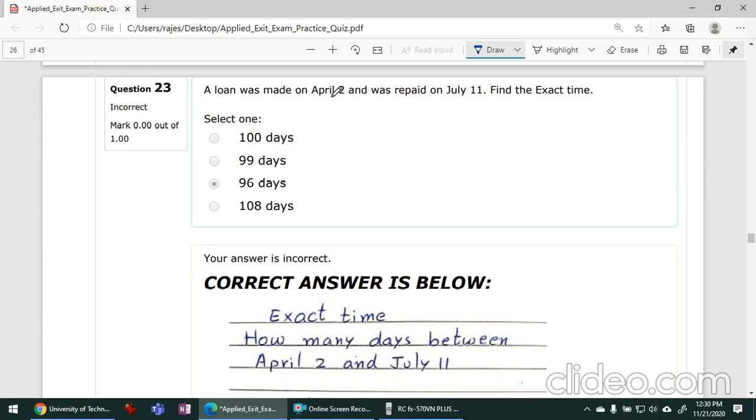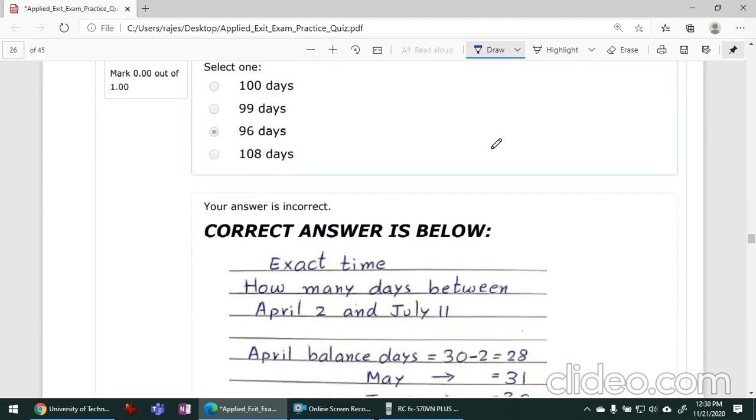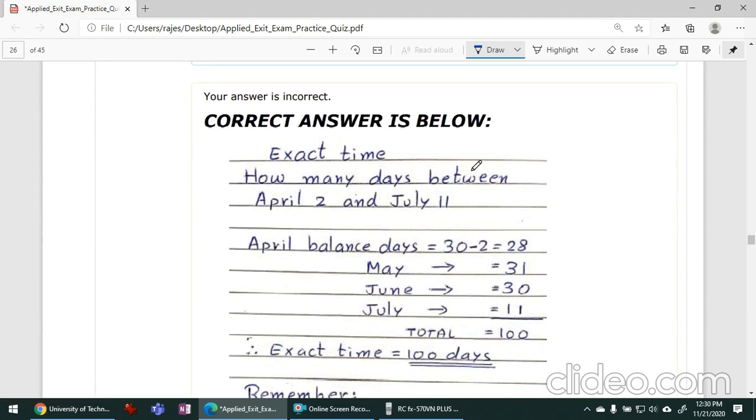Now, a person took a loan on April 2 and it was repaid. He gave the money back on July 11th. Find the exact time. Now, exact time means how many days exactly between April 2 and July 11. Look here. How many days between April 2 and July 11?